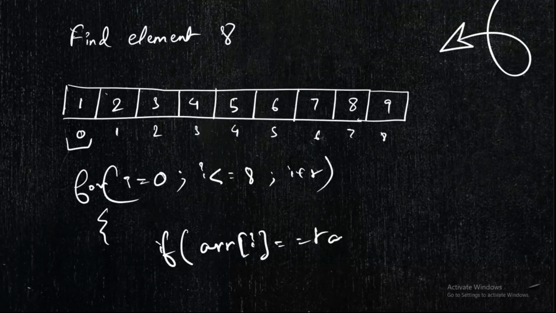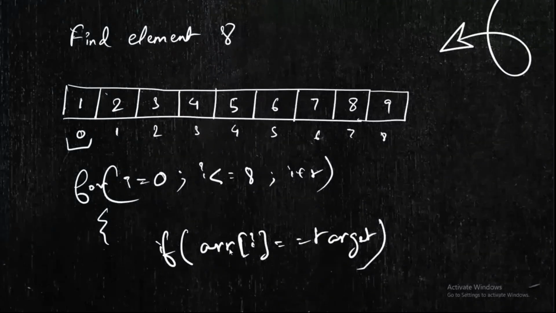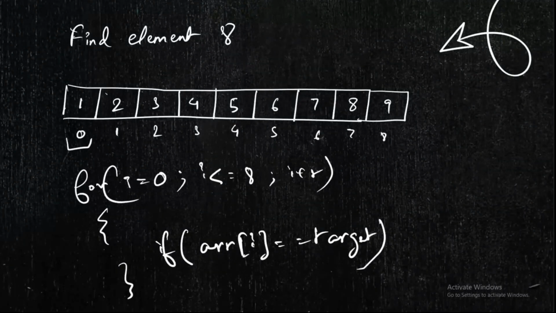is equal to our target or not. If we find that it is equal to our target, then we have found the element. The search is successful. And if we traverse the whole array and still we haven't found that element, then our search is unsuccessful and the element is not present in our array. This is the simple logic behind linear search.